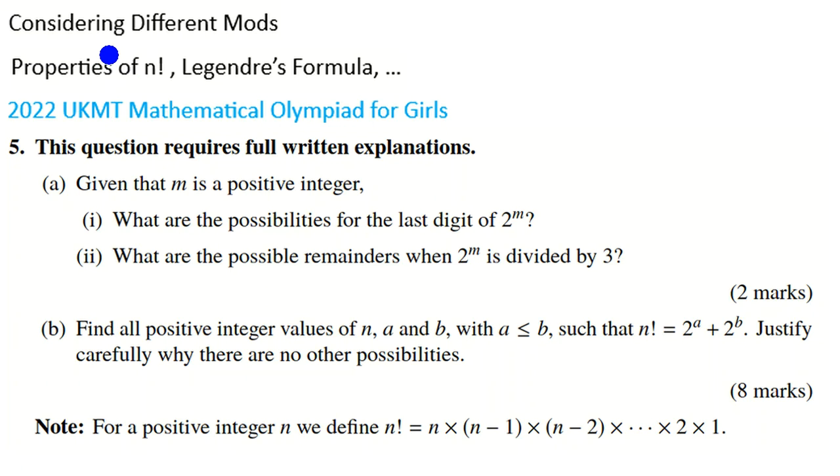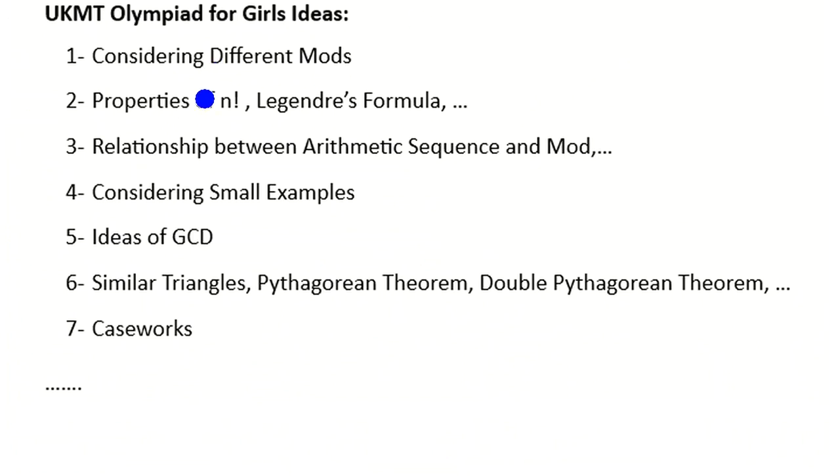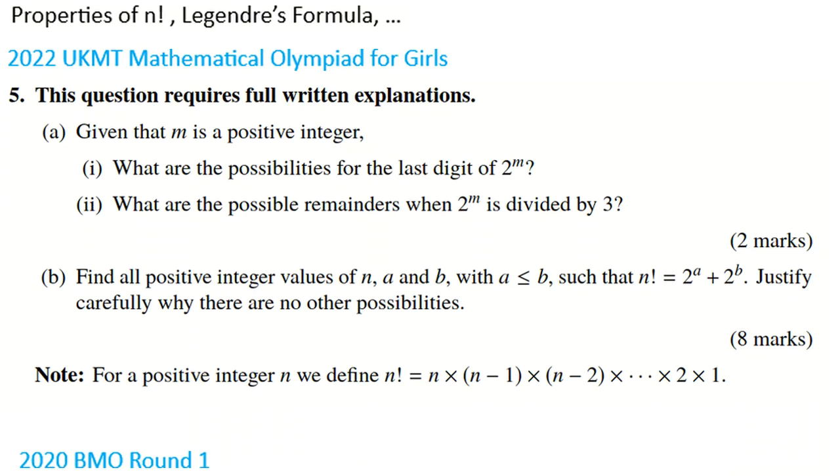So let's start with this idea concerning different modes and properties of. Let's first review the ideas concerning different modes, properties of n factorial, Legendre's formula, relationships between arithmetic sequence and mod. Concerning small examples, so many useful ideas of GCD, greatest common divisor, similar triangles, Pythagorean theorem, double Pythagorean theorem, Heron's formula, and many other important and basic ideas, cosine law, sine law, and also caseworks. Let's start with this one.